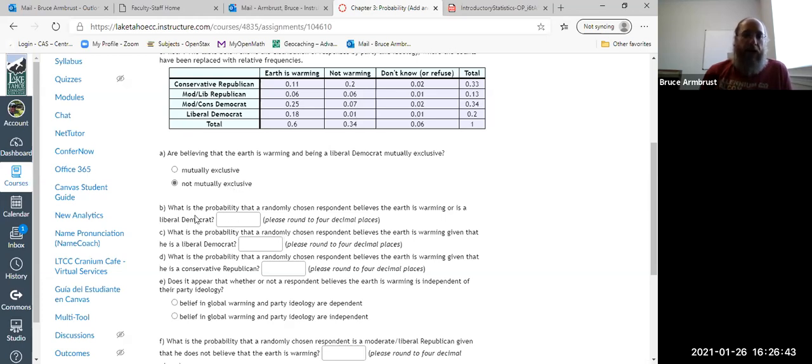All right, so let's go to here. What is the probability that a randomly chosen respondent believes the Earth is warming or is a liberal Democrat?